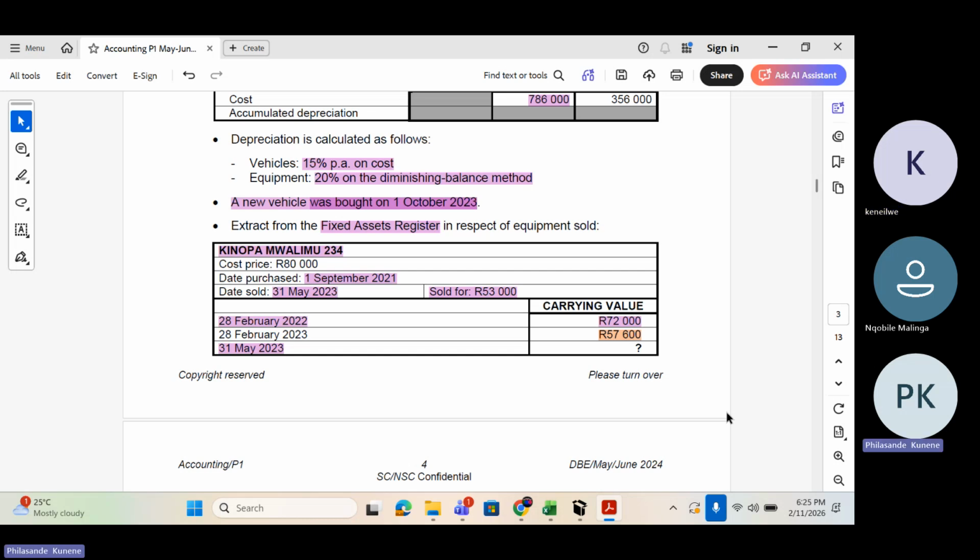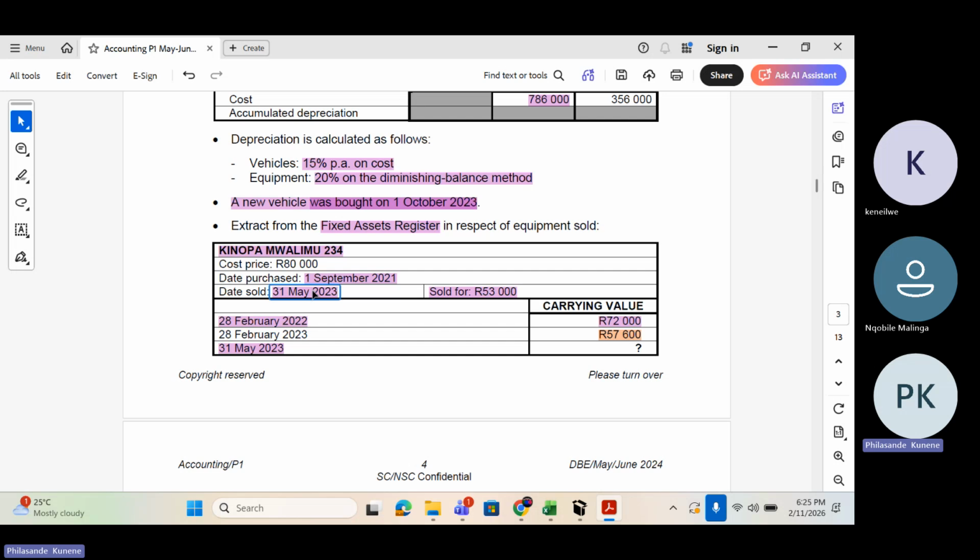No, we don't count June in this situation. If it was disposed at the end of June, I was going to consider June. But this one is only 3 months because my year is starting on the 1st of March. So I'm going to have March, April, May. And I sold it on the 31st of May, as you can see here. I don't go to June.